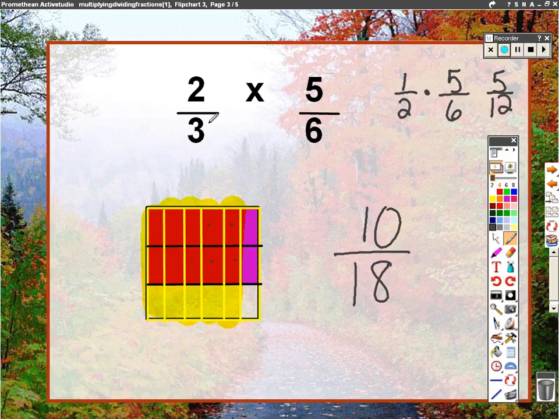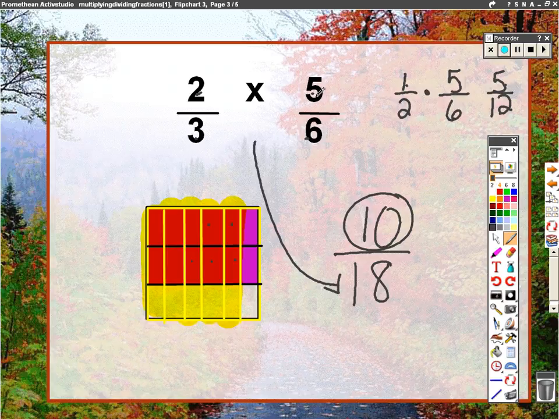Hopefully you notice that 2 times 5 is 10, and 3 times 6 is 18. 1 times 5 is 5, and 2 times 6 is 12. That is the algorithm, and that'll make things much easier, but I wanted you to see visually why it worked. So from now on, you know that numerator times numerator gives me my new numerator when I'm multiplying, and denominator times denominator gives me the new denominator, and then I can reduce from there.